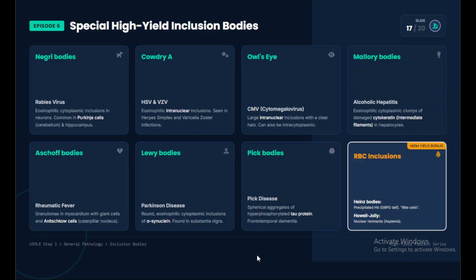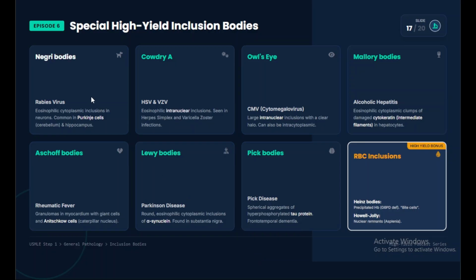We have covered the systemic pathology. So now we have to zoom into the cellular pathology, specifically the inclusion bodies. Think of inclusion bodies as crime scene markers inside a cell, and they tell you what happened and what pathogen or disease is at work. So Negri bodies are seen in the rabies virus.